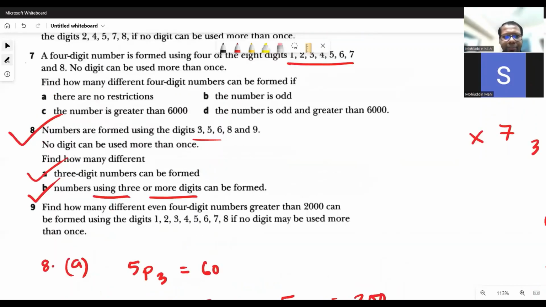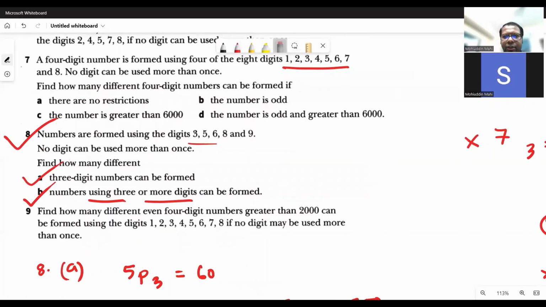Fine. Question 9. And that's the last question of this exercise. Find how many different even 4-digit numbers greater than 2000 can be formed using the digits if no digit may be used more than once. Even 4-digit number. Be careful. The number has to be 4 digits, and also it has to be an even number. In how many ways you can do it?